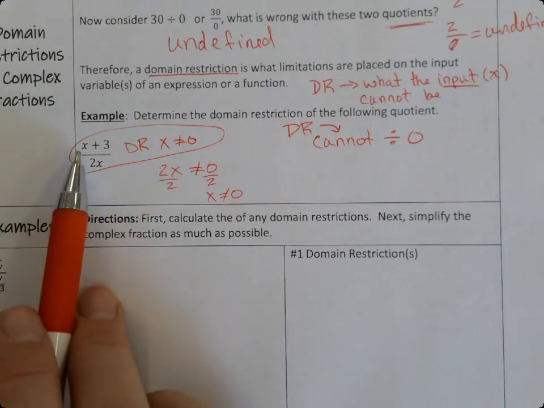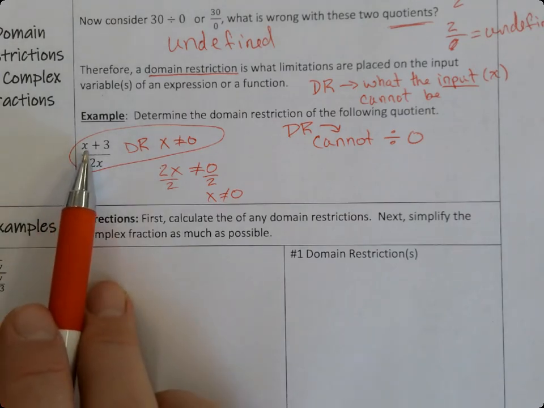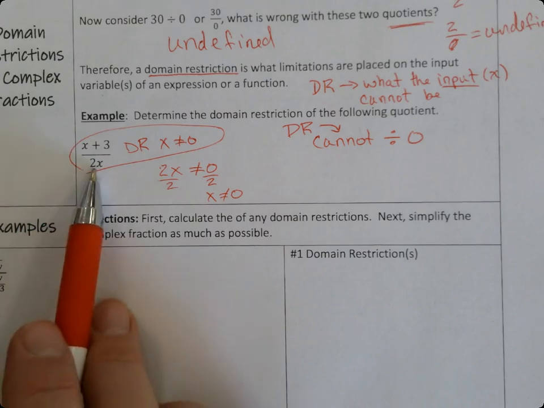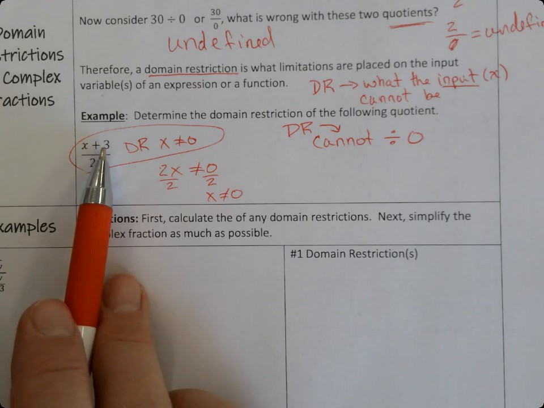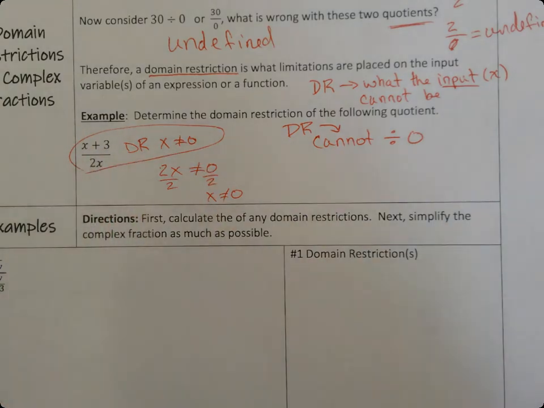Now, is it okay if x is 3? Yeah, 3 plus 3 is 6. Is it okay if x is -3? -3 plus 3 is 0, divided by 6 is 0. That's fine. But I can't divide by 0. Your domain restrictions are always going to come from the original denominator before you cancel something.